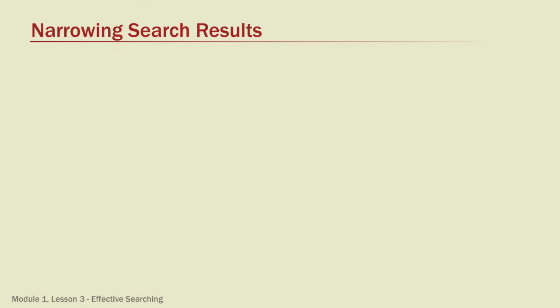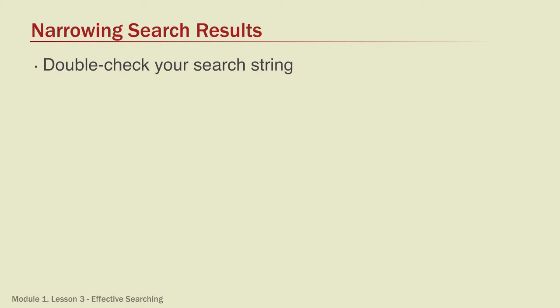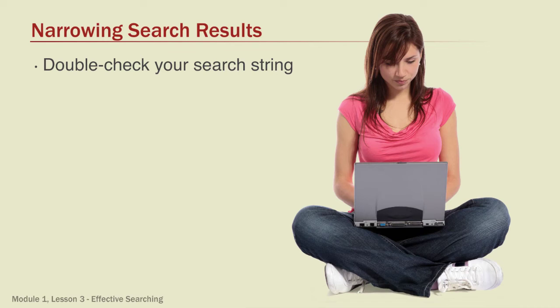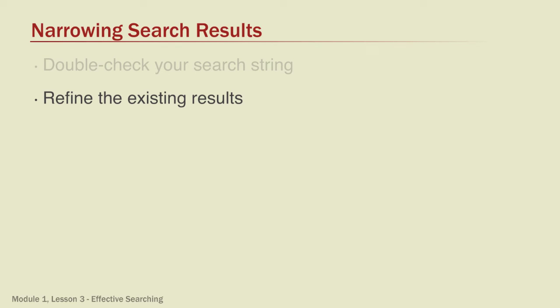Narrowing search results. If you're overwhelmed with search results, there are several ways to work toward a more useful and workable set of results. First, double-check the construction of your search string. If you've used a set of quotation marks or a set of parentheses, make sure it's closed correctly and encloses the intended terms. Make sure that any Boolean operators like AND or OR are capitalized.